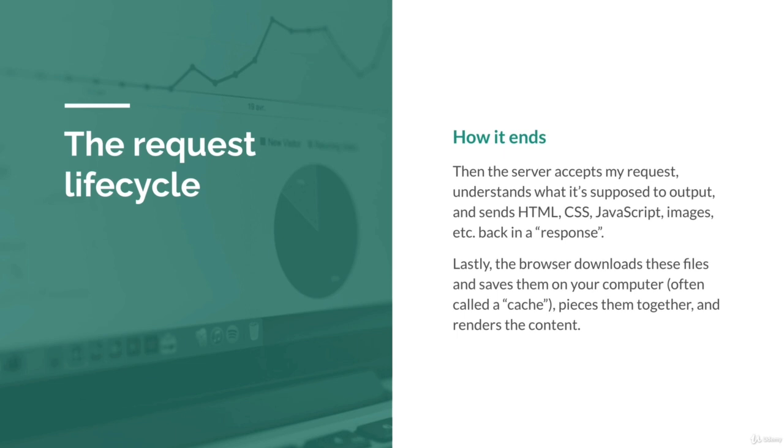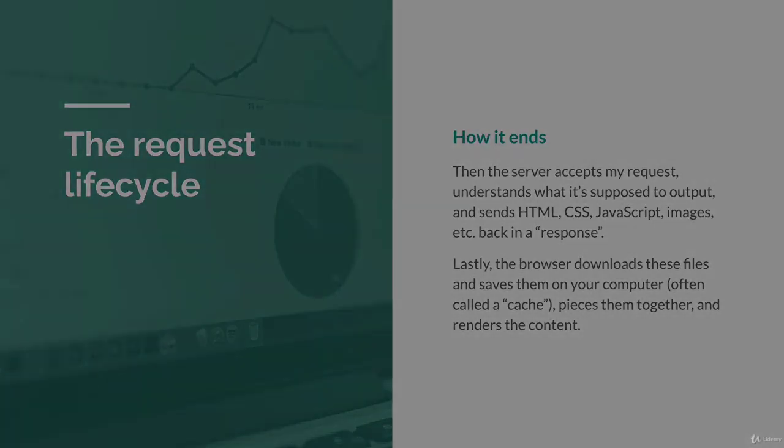And then how it ends. The server is going to accept my request or your request. It's going to understand what it's supposed to output and sends files like HTML, CSS, JavaScript, images, all that other stuff that makes your website look good in this thing called a response. Lastly, the browser downloads these files and saves them onto your computer. And if it has to download it more than once, sometimes it'll just use the old files, and that's called a cache. It's going to then piece all these files together and render your content.